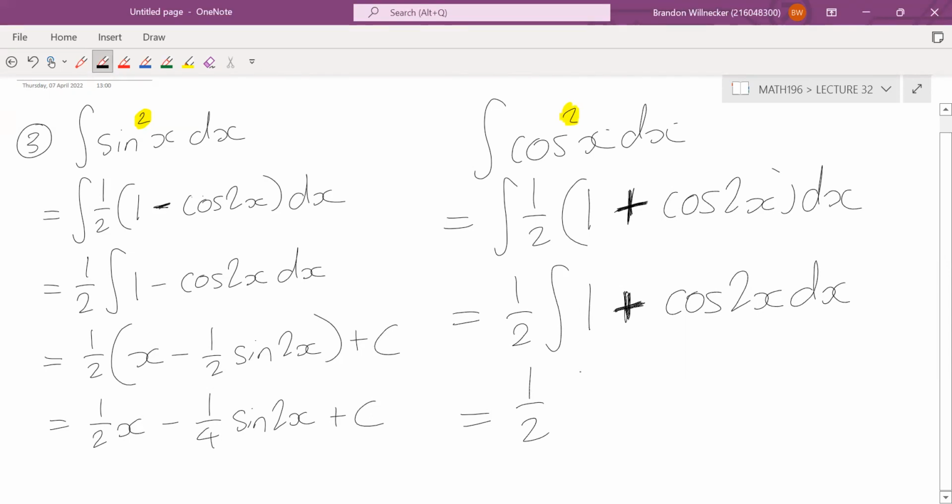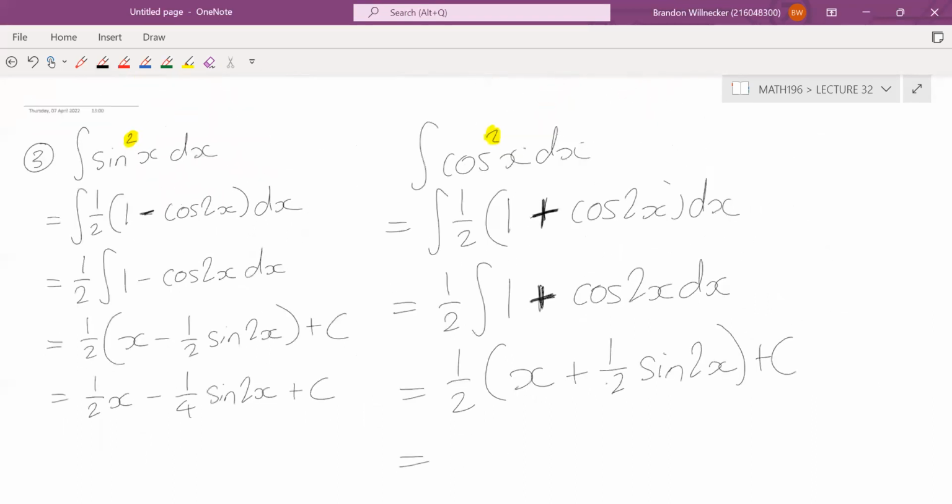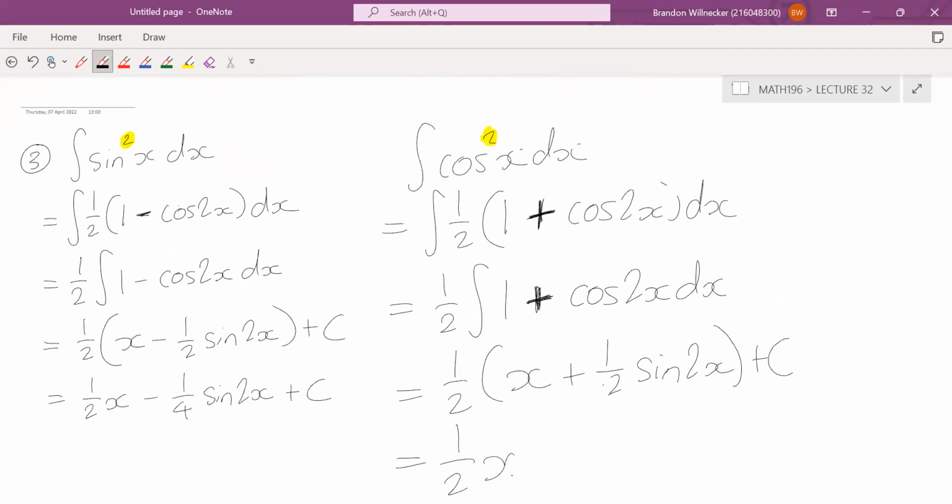So we end up with 1/2, 1/2 x plus 1/2 sine 2x plus c. And then we can distribute the half if you want to. You can have 1/2 x plus 1/4 sine 2x plus c. So in these two special cases, if you have sine squared and you have cos squared, we can use our half angle identities to rewrite them.